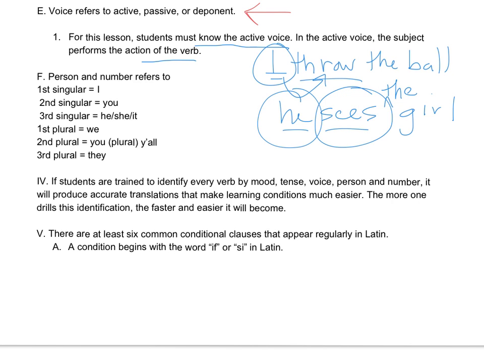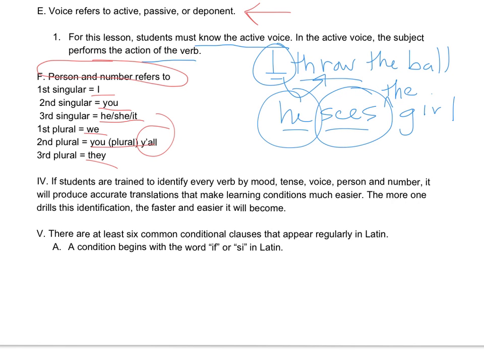So verbs are identified in mood, tense, voice, person, and number. First person singular, that's person and number. That translates in English as I. Second person singular is you. Third singular is he, she, and it. First plural is we. Second plural is you, but some people might say y'all. Just to make it simpler, I'll use that. It's not grammatically standard English, but it's fine. And third plural is they.